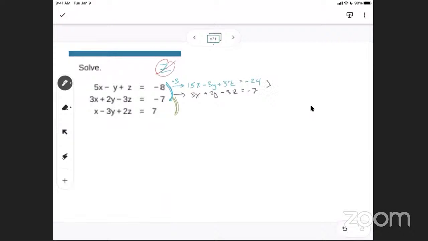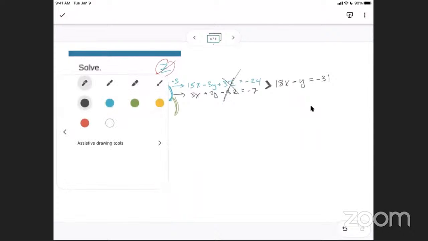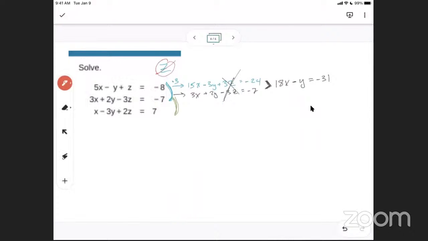I'm going to write it over here, though. When I combine those together, what do I get? Well, the z's cancel. Good. So I get 18x minus y, yeah. Equals negative 31. Did I do that right? What was it? Negative 24 plus. Yep. All right, now we're going to get these ones here.